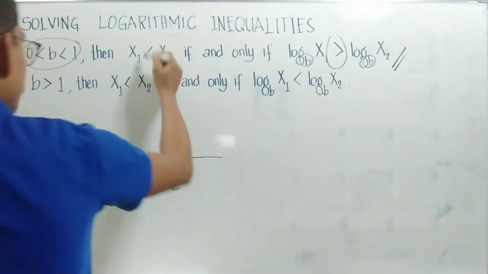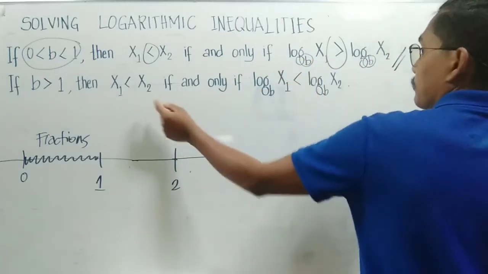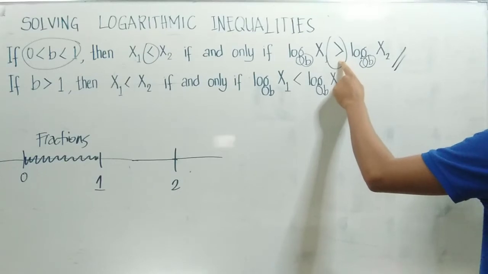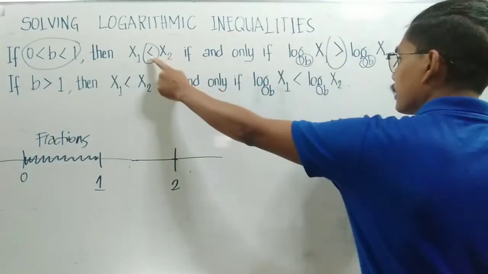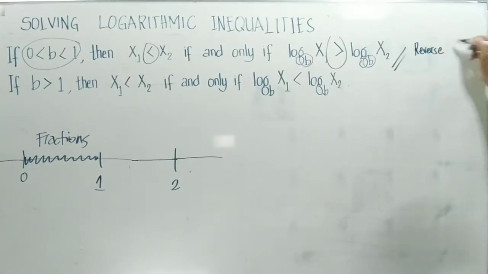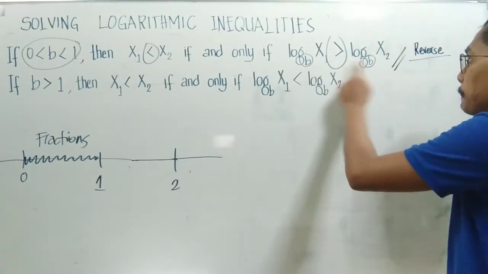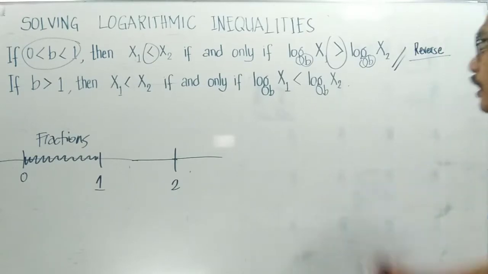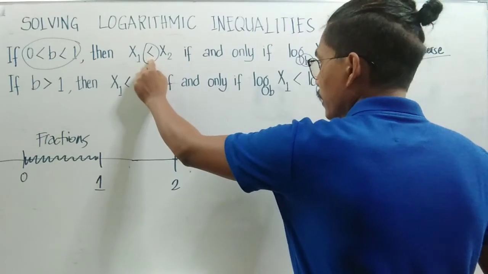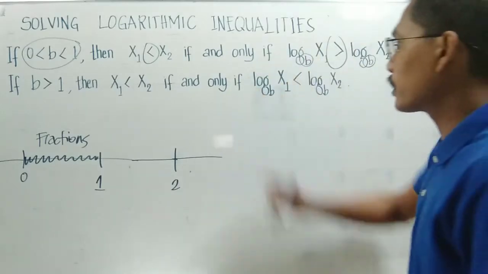And notice the symbol. So the exponents or the log x sub 1 and x sub 2. So here we have greater than, and this one is less than. So to be basic, when we are dealing with fractional bases on our logarithm, so we will reverse the symbol, your inequality symbol, when we are solving your log.